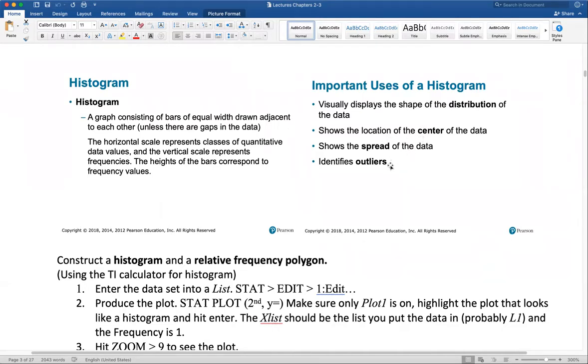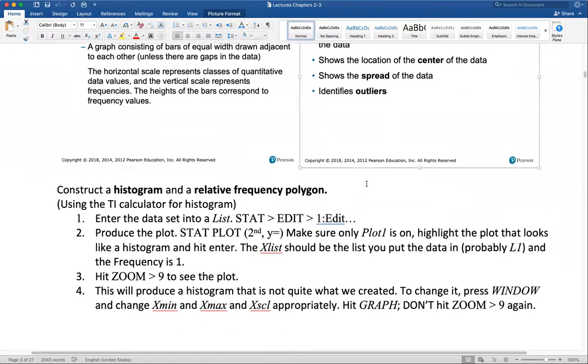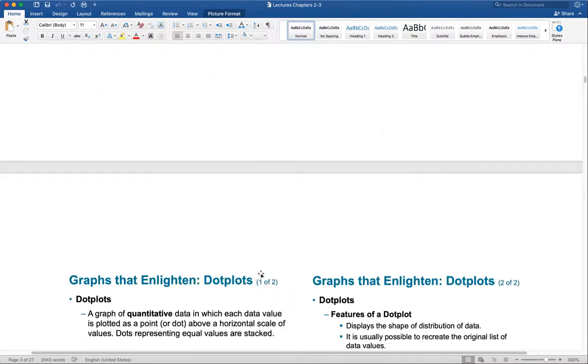Okay. So do you know the outlier? Right? It's explained in chapter 1. An outlier is a data value which is really far away from most of the data. Okay. And then this is the instruction on how to plot the histogram. I just showed you, right? It's just here. See that?